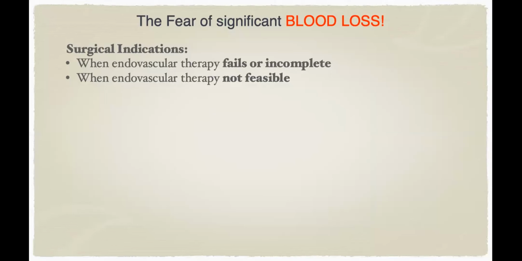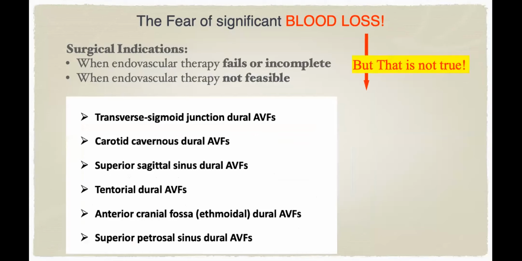So why this fear of surgery? Basically, this fear has arisen because of the fear of blood loss. And that's why most of the articles talk of surgical indications in cases where the endovascular therapy fails or is incomplete, or where endovascular therapy is not feasible. But this is not true. Why? Because if we see the location-based distribution of dural AV fistulas, almost 75% of these fistulas are located either in the transverse sigmoid junction or are carotid cavernous dural fistulas, which are very amenable to endovascular therapy.